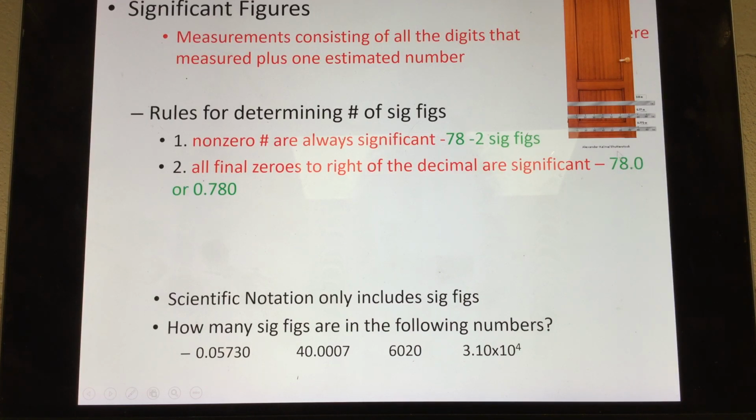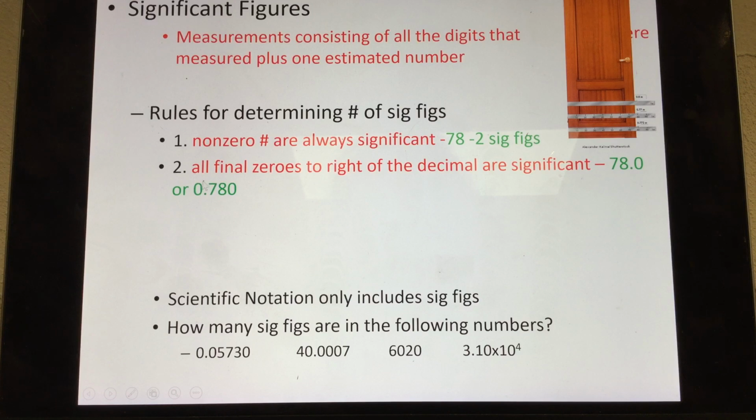And just like this ruler, that must mean whatever we were measuring, we have an instrument that has more markings, so we could include that 0. Or likewise with this one, 0.780 right here, so that is a 0 at the end of the number to the right of the decimal. That is also significant. So both of these numbers have 3 sig figs.